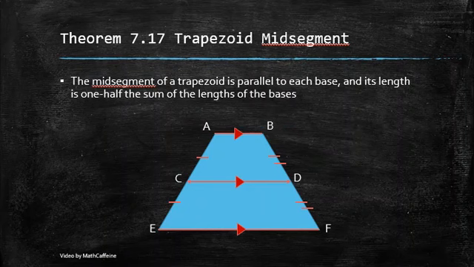The trapezoid midsegment theorem shows that the midsegment CD, which is a segment created by the midpoints of side AE and side BF, is parallel to each base, in this case base AB and base EF, and the length of it is half the sum of the lengths of bases AB and EF.